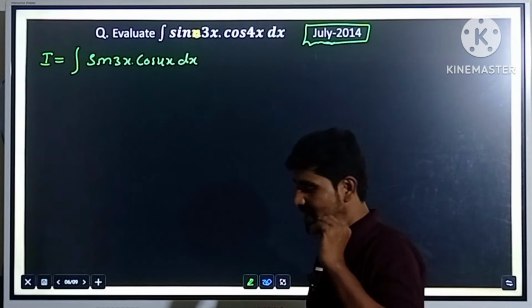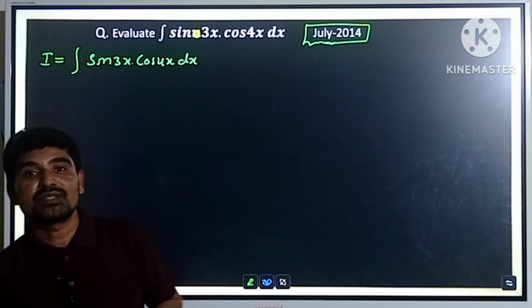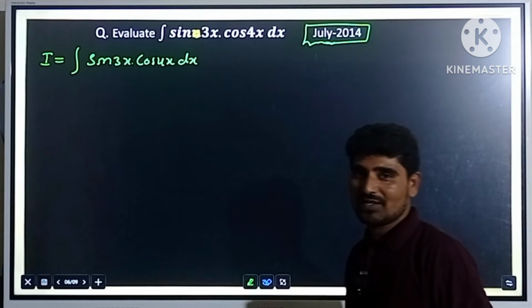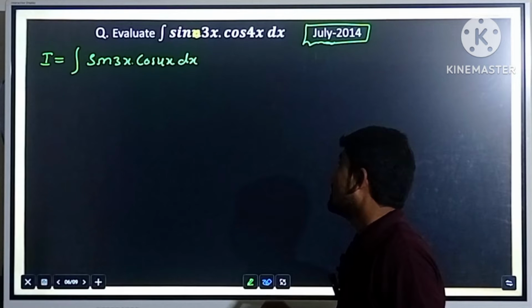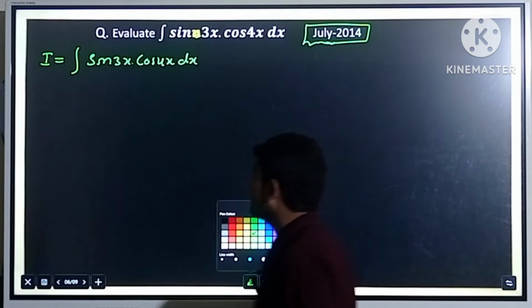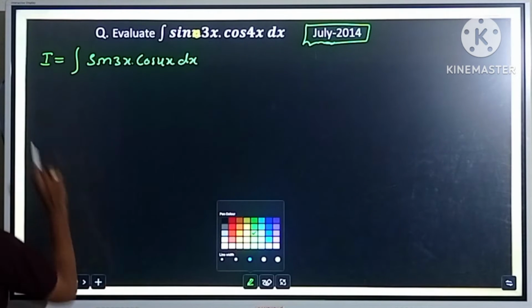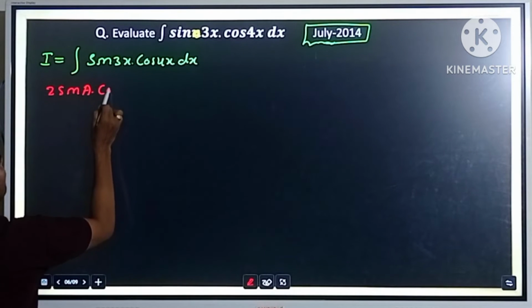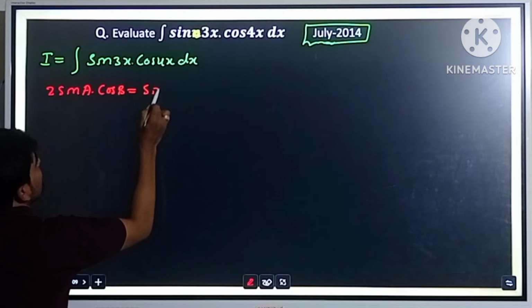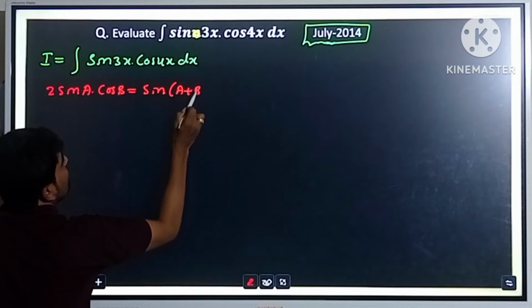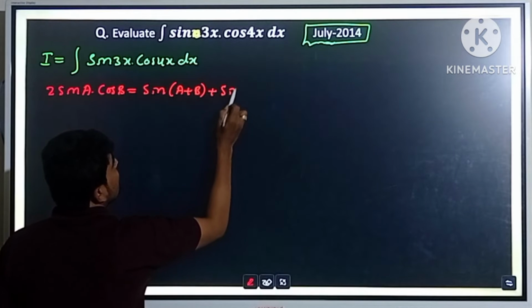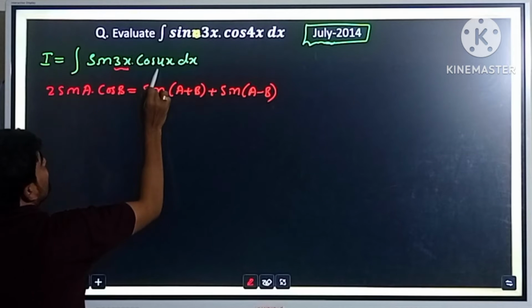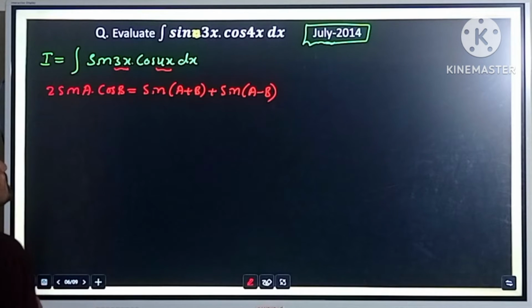One of the trigonometric identities which is studied in your PUC first year class. And I also discussed those trigonometric identities in my previous video. If you want, you may watch that. So now, which is that trigonometric identity? We know that 2 sin A into cos B is equal to what? Sin of A plus B plus sin of A minus B. Here A is what? 3x, and B is what? 4x.